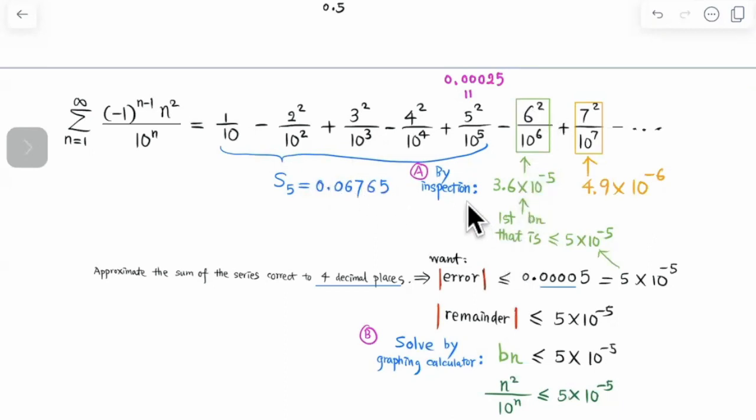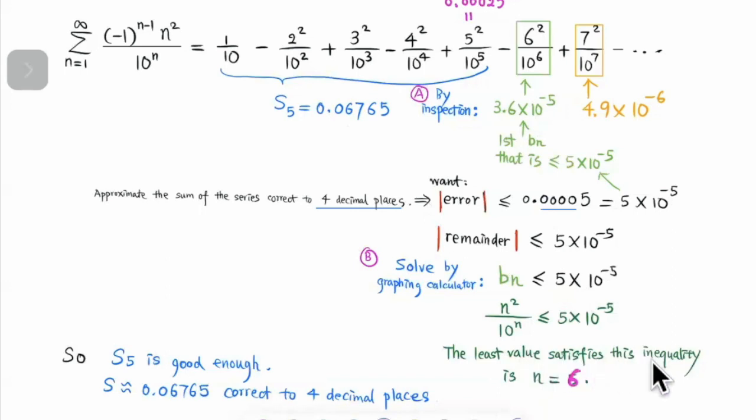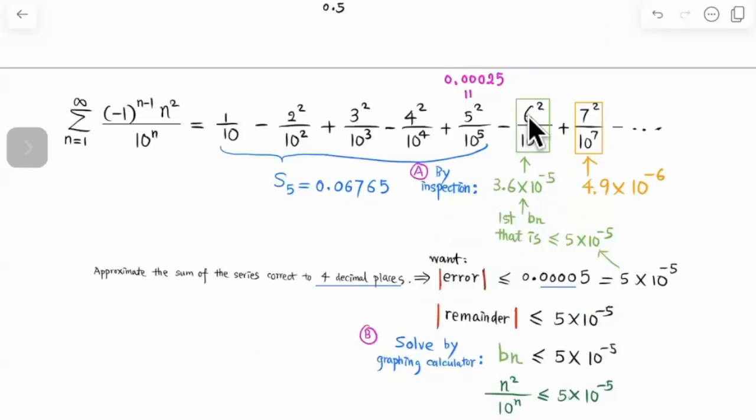Another way to find this term, instead of going down and looking for the first term that is less than this, you can try to solve Bn less than 5 times 10 to the negative 5th power. So you want to see what will be the term that's less than this number. We know Bn is n squared over 10 to the n. If you use a graphing calculator, you find that the smallest value that satisfies this inequality is n equal to 6. So when the index n is 6, Bn is less than 5 times 10 to the negative 5th power.